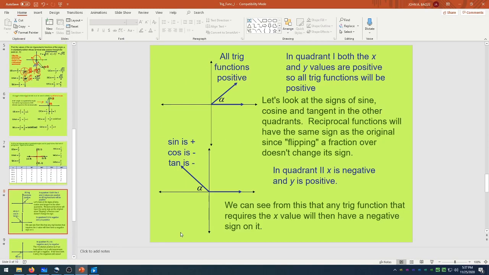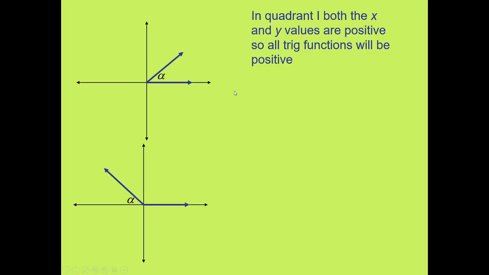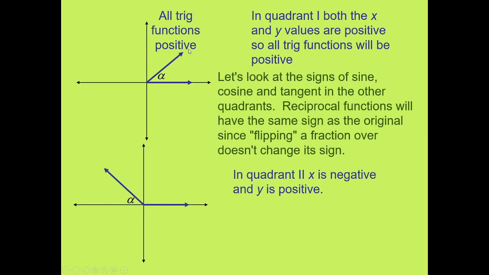So in quadrant 1, both the x and y values are positive. So all trigonometric functions will be positive. This has already been discussed previously. Now let's take a look at the signs of sine, cosine, and tangent in the other quadrants. Reciprocal functions will have the same sign as the original, since flipping a fraction over doesn't change its sign.